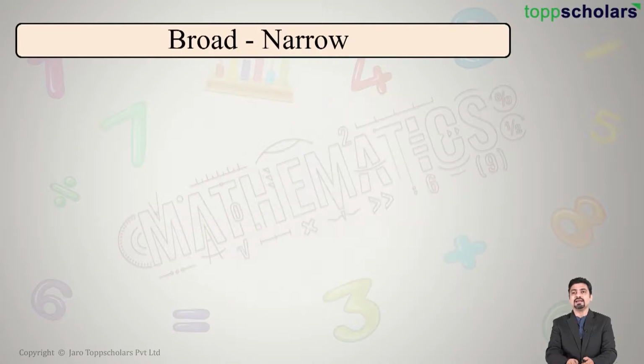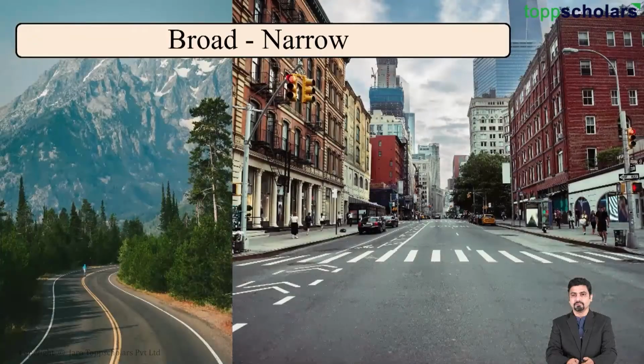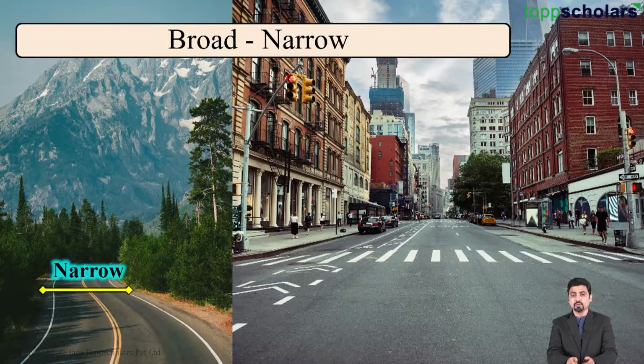Let us move ahead and understand broad and narrow. We see two beautiful pictures here. One is of a road going through the hills, and another is of the road in the city. Correct? Now, the one which is going through the hills, that road is small, or we call it narrow road.